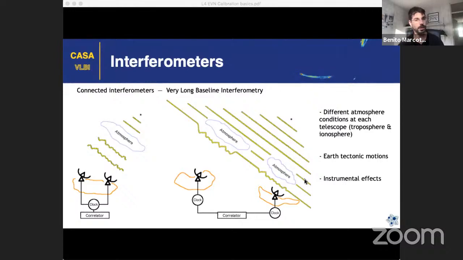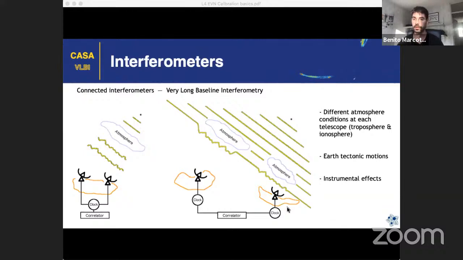Additionally, you may expect completely different atmospheric conditions from one antenna to the other, because you are separated by thousands and thousands of kilometers. Another effect is that stations have proper motions. They move because they are on different Earth tectonic plates in general. That's why you really need to know the absolute position of the stations and also keep those up to date.